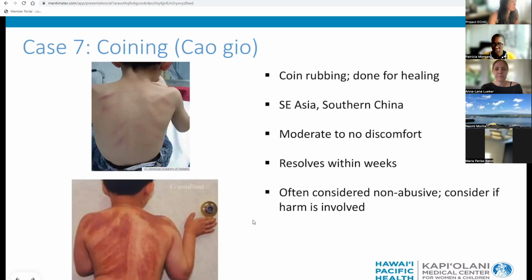It is often considered non-abusive, but if there's significant harm to the child, then you could consider a threat of harm or risk of harm. Now, very honestly, I do not know how it is handled here in our state, because we do have a separate threat of harm or risk of harm in terms of cultural practices. So I think that's something more that I'll have to learn about and have more discussion with our CWS colleagues.